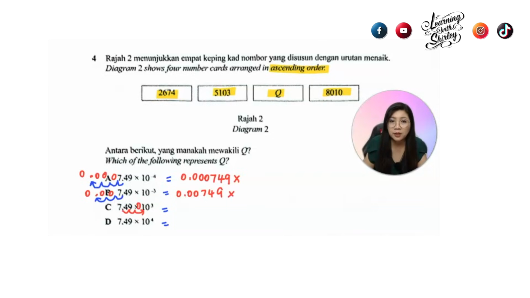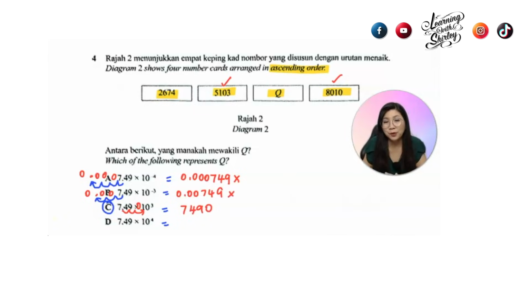Okay, so we add a 0 here. So it will be 7490. So 7,490, is it between 5,000 something and 8,000 something? Yes, right? So the answer is C. Okay, let's try D.